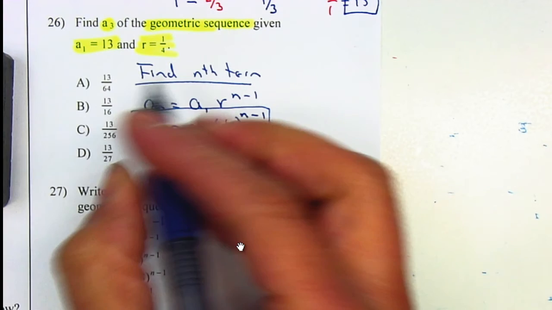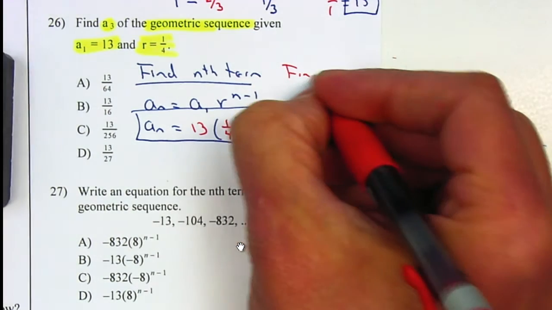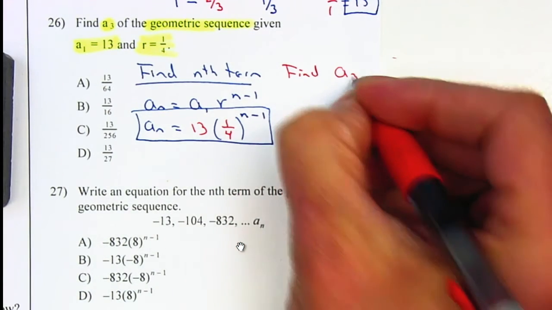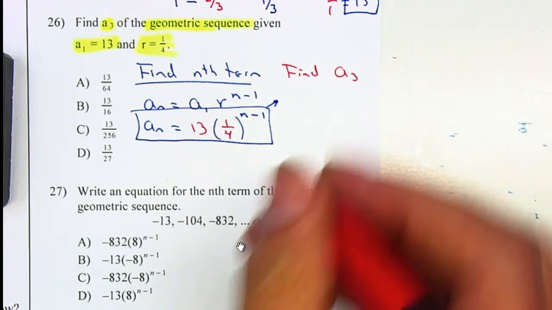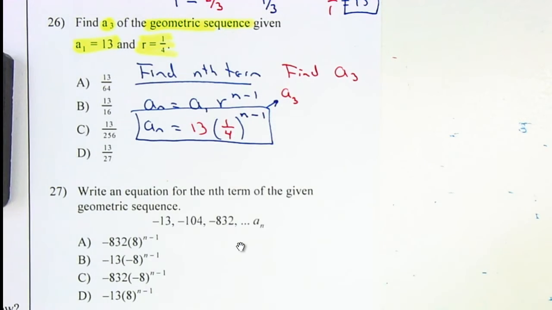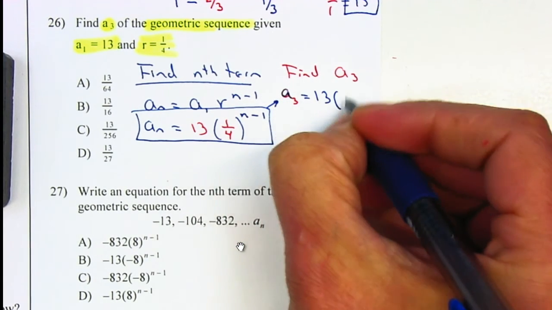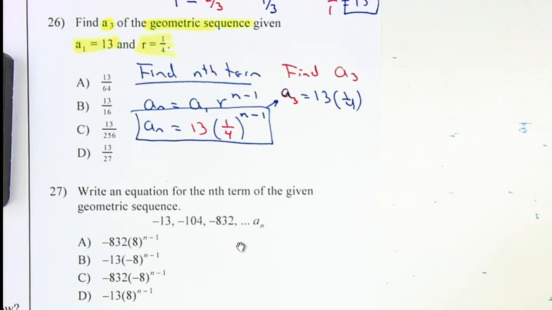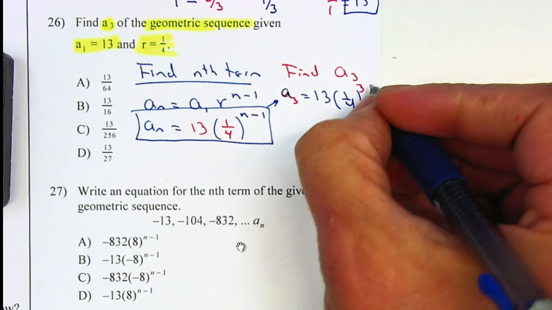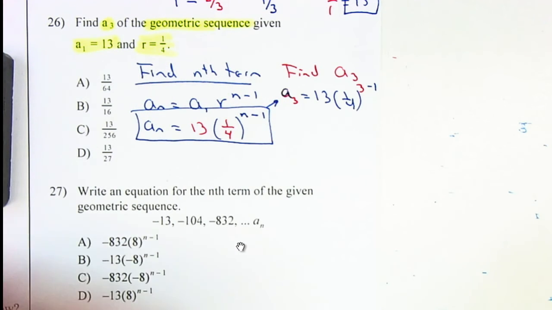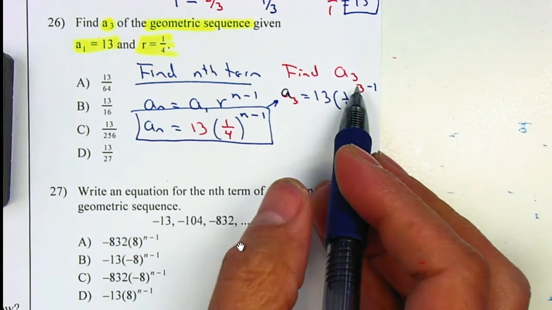Now that I have my equation and I want to find the third term, I can just use my equation, and instead of the n, I just plug in the 3. So a sub 3, plug in 3 for the n: 13 times 1/4, and instead of the n it will be 3 minus 1. So once I have my nth term equation, I can just plug in a 3, because that's the only thing that I needed.